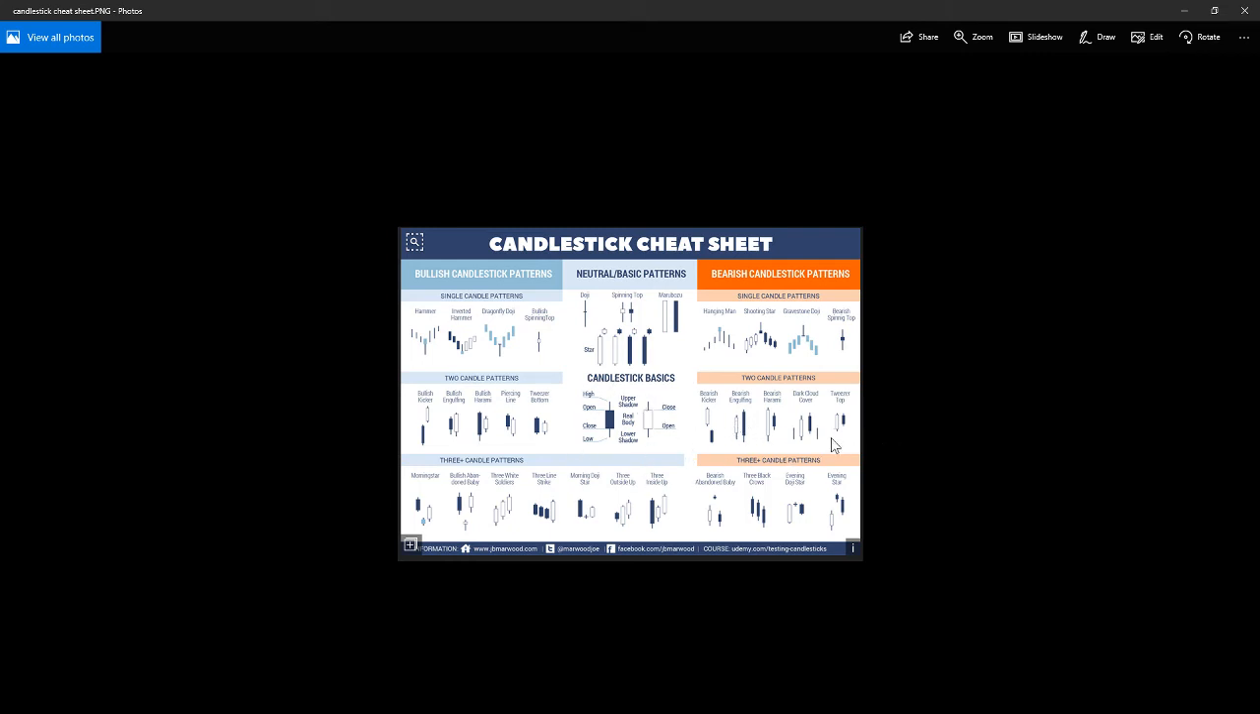We went over these already. These are your two patterns. You've got your tweezer tops, dark cloud cover, bearish engulfing, bearish kicker, and these are all exactly the same on the bullish side. I'm not going to review these too much. You guys can always replay these video lessons and really study these. Like I said, don't follow them to a T. They need to line up with other indicators.